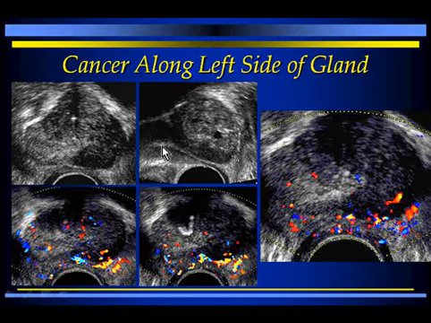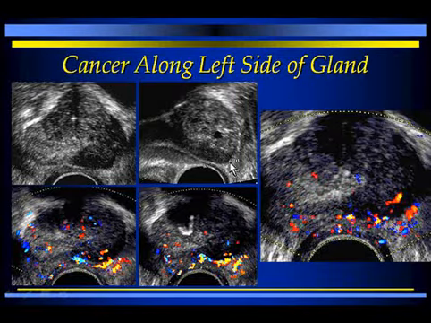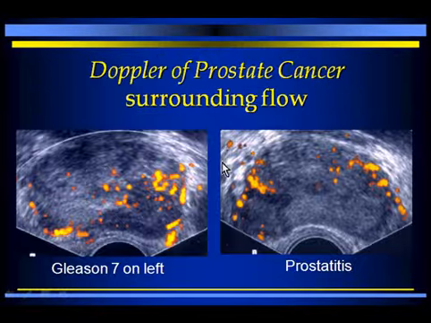This is the sagittal image. This is the seminal vesicle at the base of the prostate. There's the apex. Large hypoechoic lesion extending from base to apex.